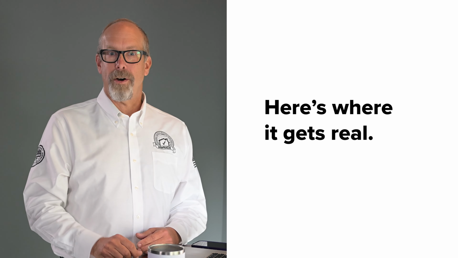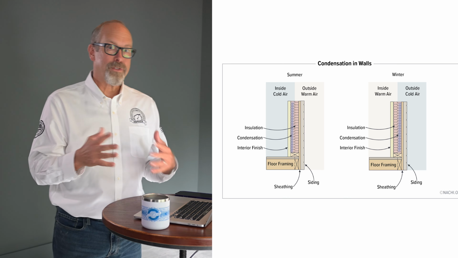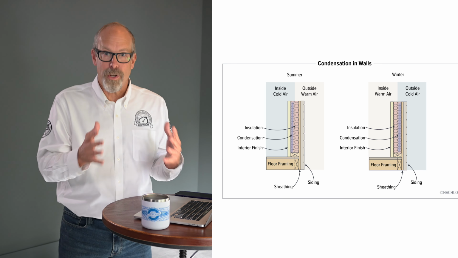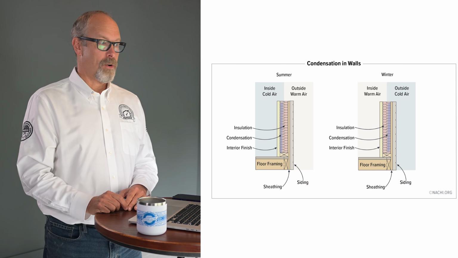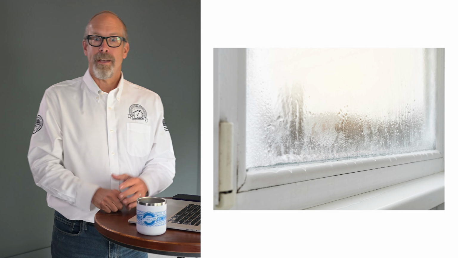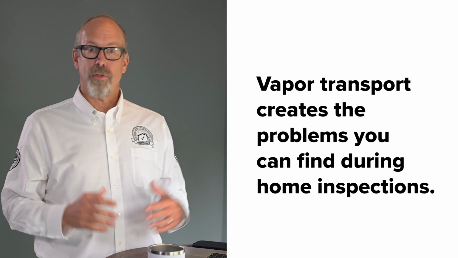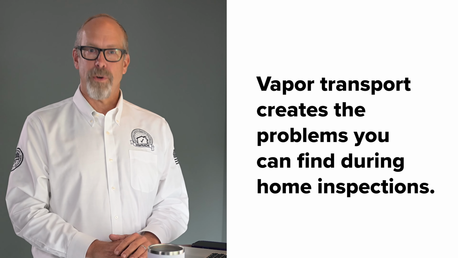Remember our dew point discussion in the previous video? Here's where it gets real. As that humid air travels through a building, it's looking for surfaces that are colder than its dew point temperature. And when it finds it, boom, condensation happens. Water vapor instantly turns back into liquid water. And now you have moisture where it doesn't belong, inside wall cavities or on wood framing members, soaking into the insulation. And this is how vapor transport creates the problems you can find during home inspections.